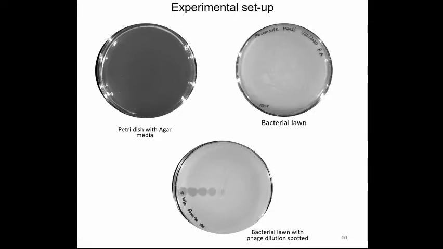With this background, there are a couple of things that we can do. So for example, we can have two different lawns and ask the question, does a given phage infect both bacterial lawns equally or to the same extent?